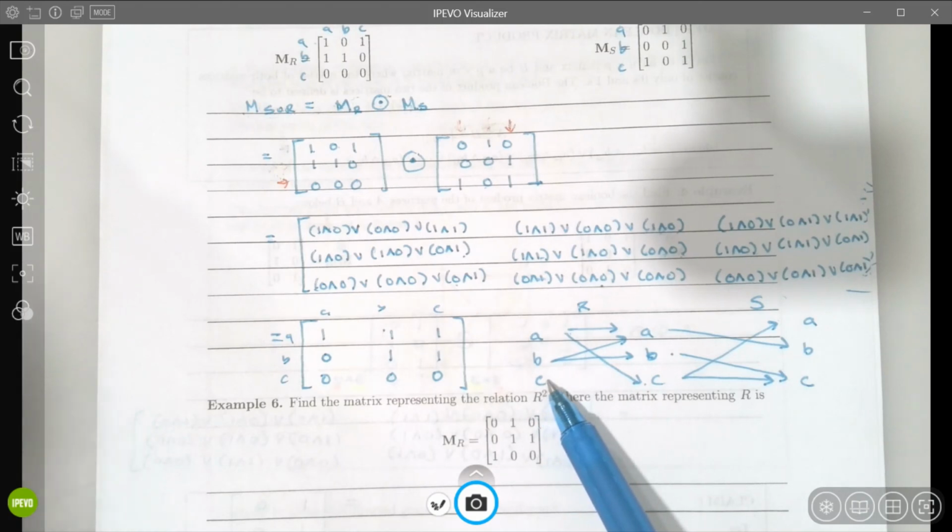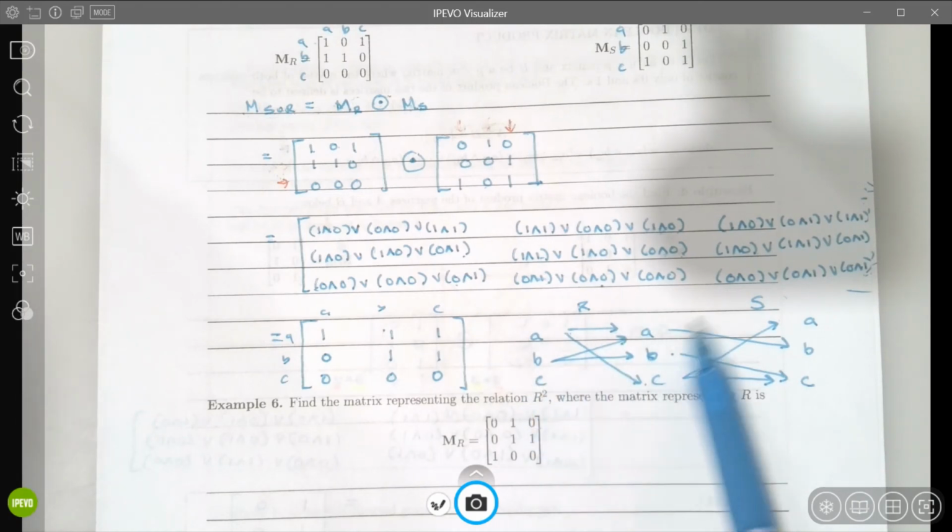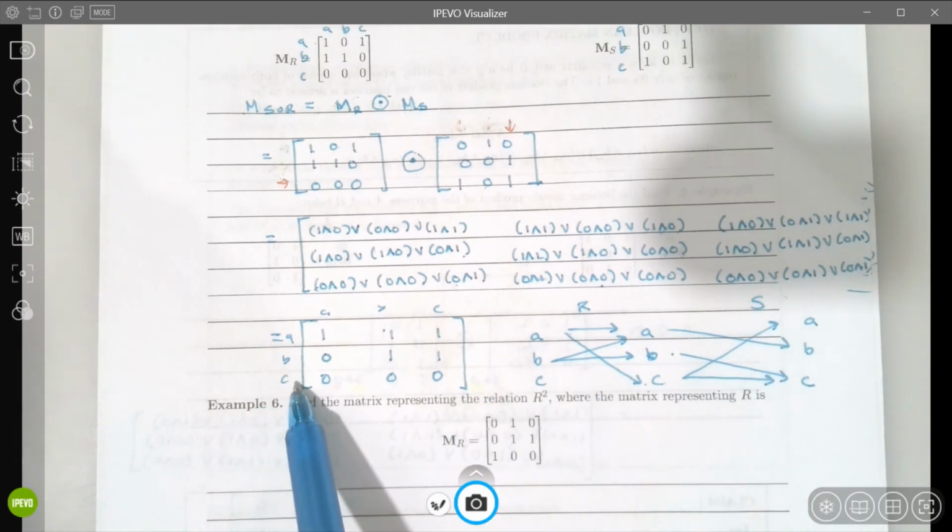And then finally, C doesn't map to anything under R, so we never get C mapping to any of the other elements under the composite. And that's why we see all zeros at the last row.